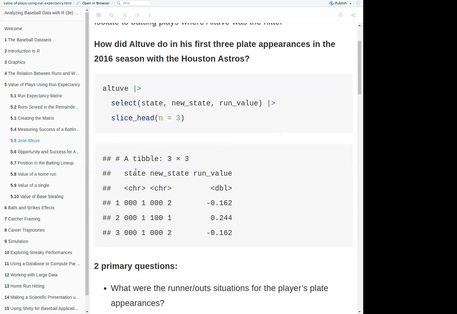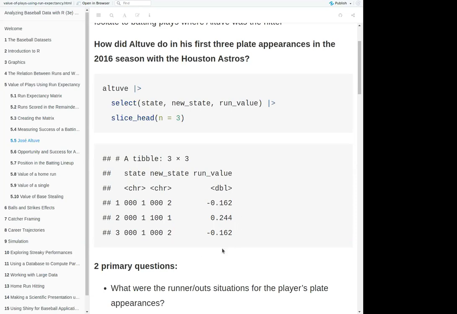So like we just mentioned on the first slide, we have our current state here. Our new state is our second column, and then we get that run value. So for the first plate appearance, no one on bases, 1 out, and it ended with no one on bases and 2 outs, meaning that Altuve got out during that play. His second appearance, again, no one on bases, 1 out, and then he did get on first base, and we still have 1 out. Makes sense. Gets on base, not out. And then the third is no one on bases and 1 out, and again, no one on bases, 2 outs.